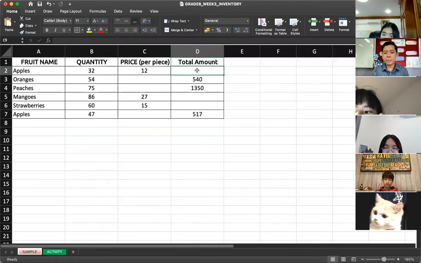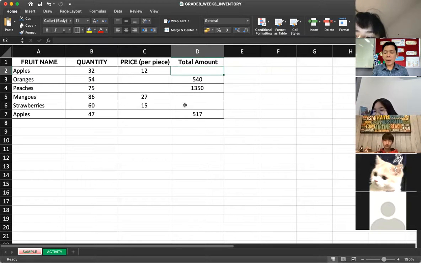This is just a quick review. How would you do it? How would you get the total amount using a formula here in Excel? Anyone? Any idea? How do you get the total amount when you have quantity and price per piece as your given values here? How would you get this one? What would you do, students? I'm waiting for you to answer.